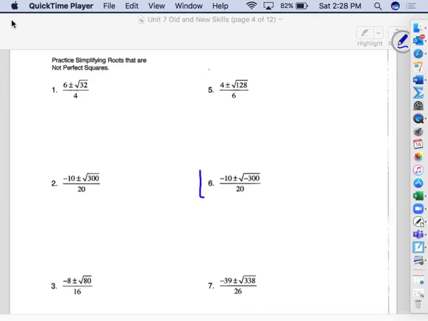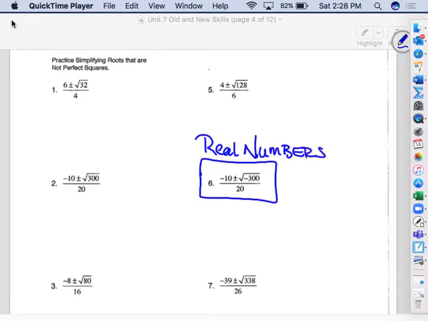Number 6 has a negative number underneath the radical. In the world of real numbers, and we are studying in the world of real numbers, a negative square root does not exist. A negative square root is not possible. So when you're in an Algebra 1 course, and the domain would be the set of real numbers, this is a situation where you would say no solution.